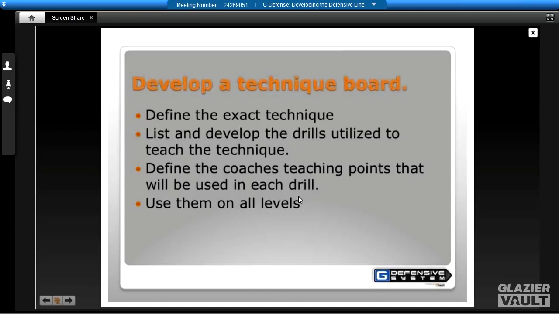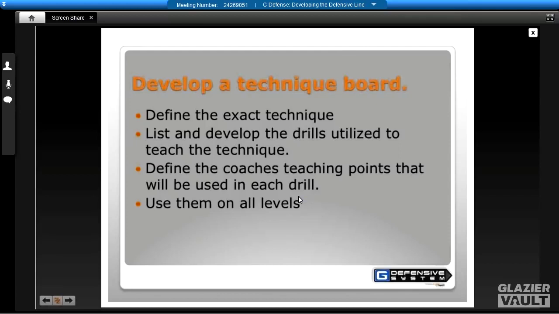So we define what the technique is, and then we create a drill that teaches that technique. We define what the coach's teaching points are that are used in that drill, and then we use them at all levels. This creates common teaching from top to bottom. This creates a common language to communicate with our kids. I think that's very important.